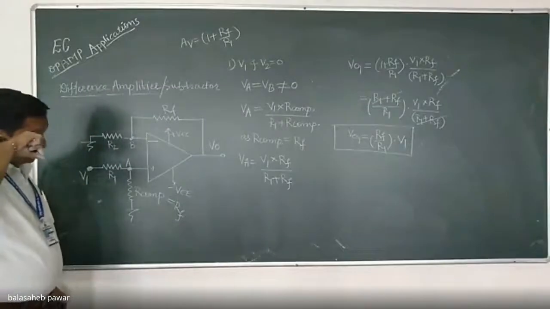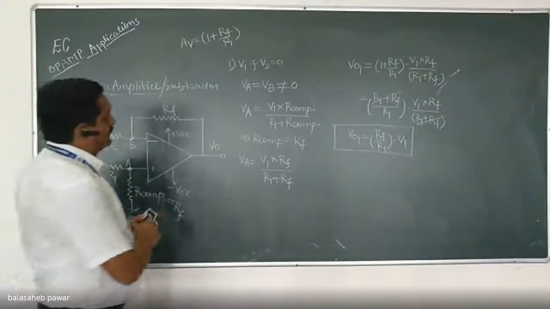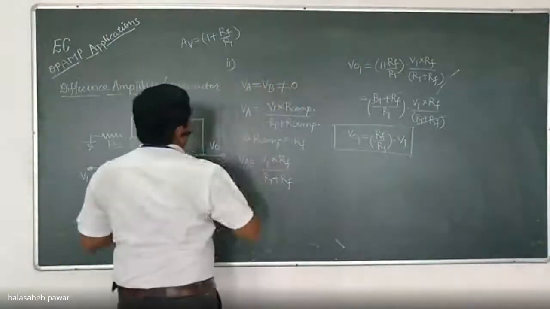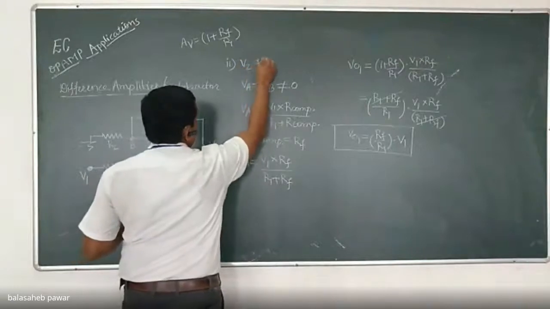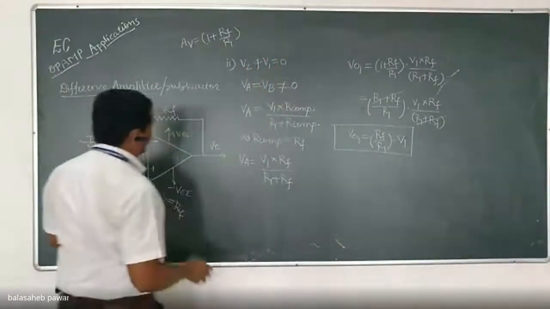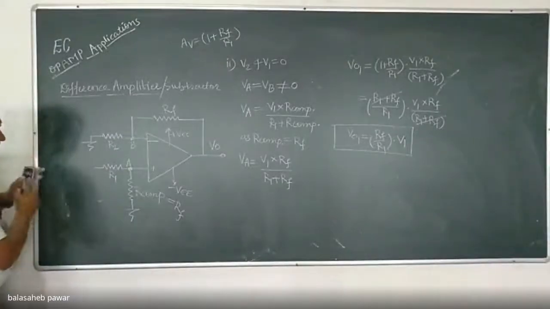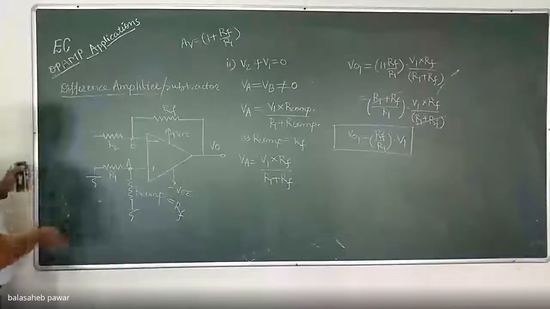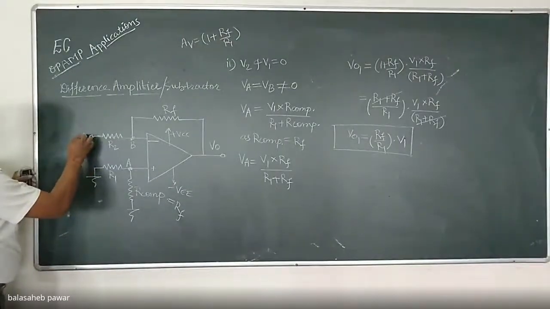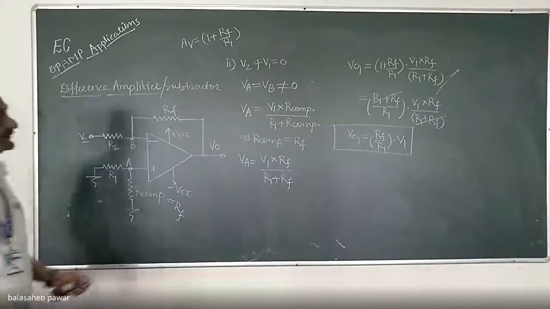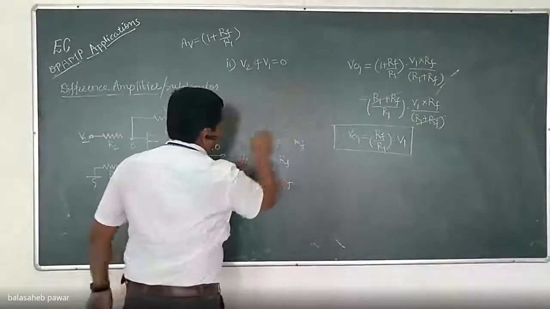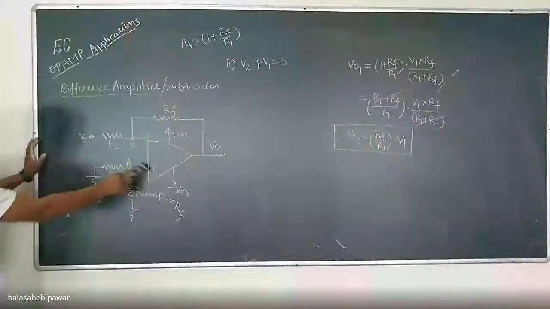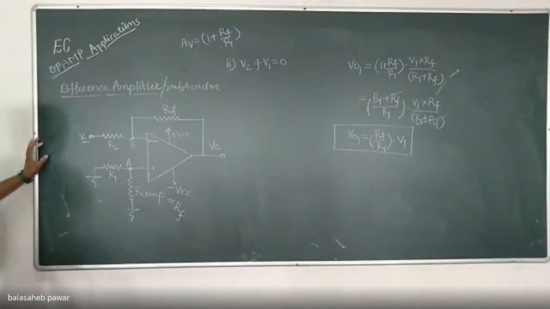So this much will be the output voltage due to the first input signal source, that is V1. Note it properly. Now case 2, we will consider only V2 and make V1 equal to 0. So we have to consider the second voltage source, V2. Now in this case, you will observe VA equals VB equals 0, because the non-inverting terminal is grounded, by virtual ground concept.